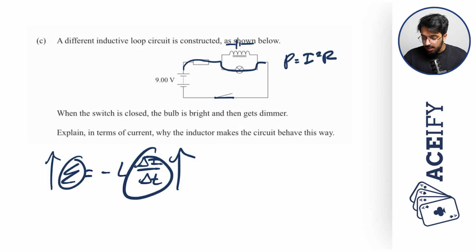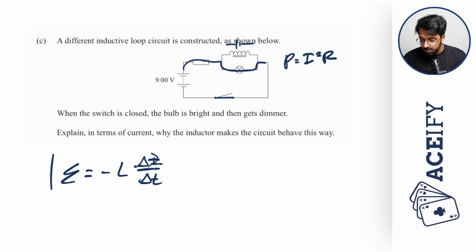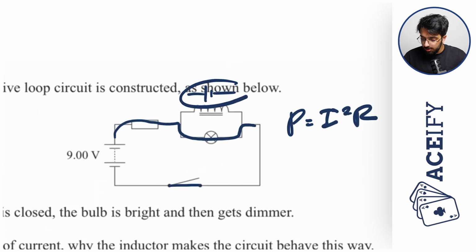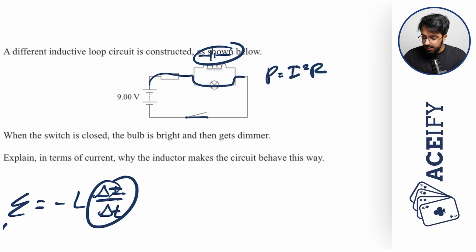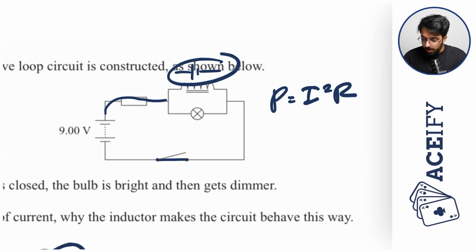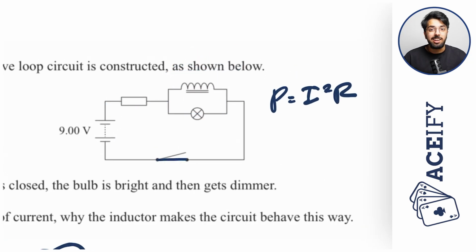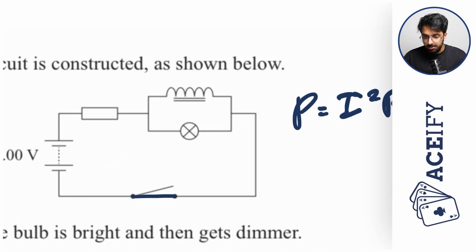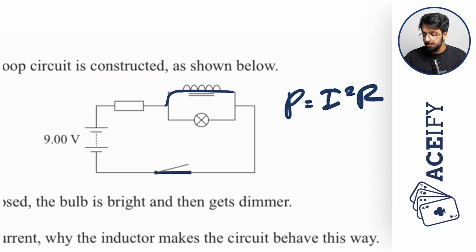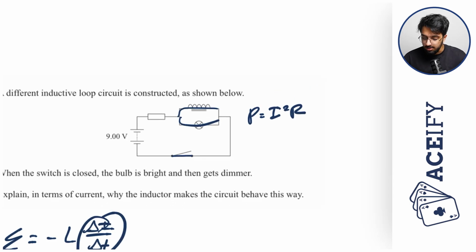However, over time, as the rate of change of current starts to decrease, the back EMF produced by the inductor is also going to decrease, and it's going to decrease to the point where the inductor kind of just acts like an ideal wire. And so at that point, this becomes the path of least resistance, and therefore more current is going to flow through this pathway than this pathway. And so therefore the bulb is going to get dimmer as less current is flowing through. And so you can write that in.